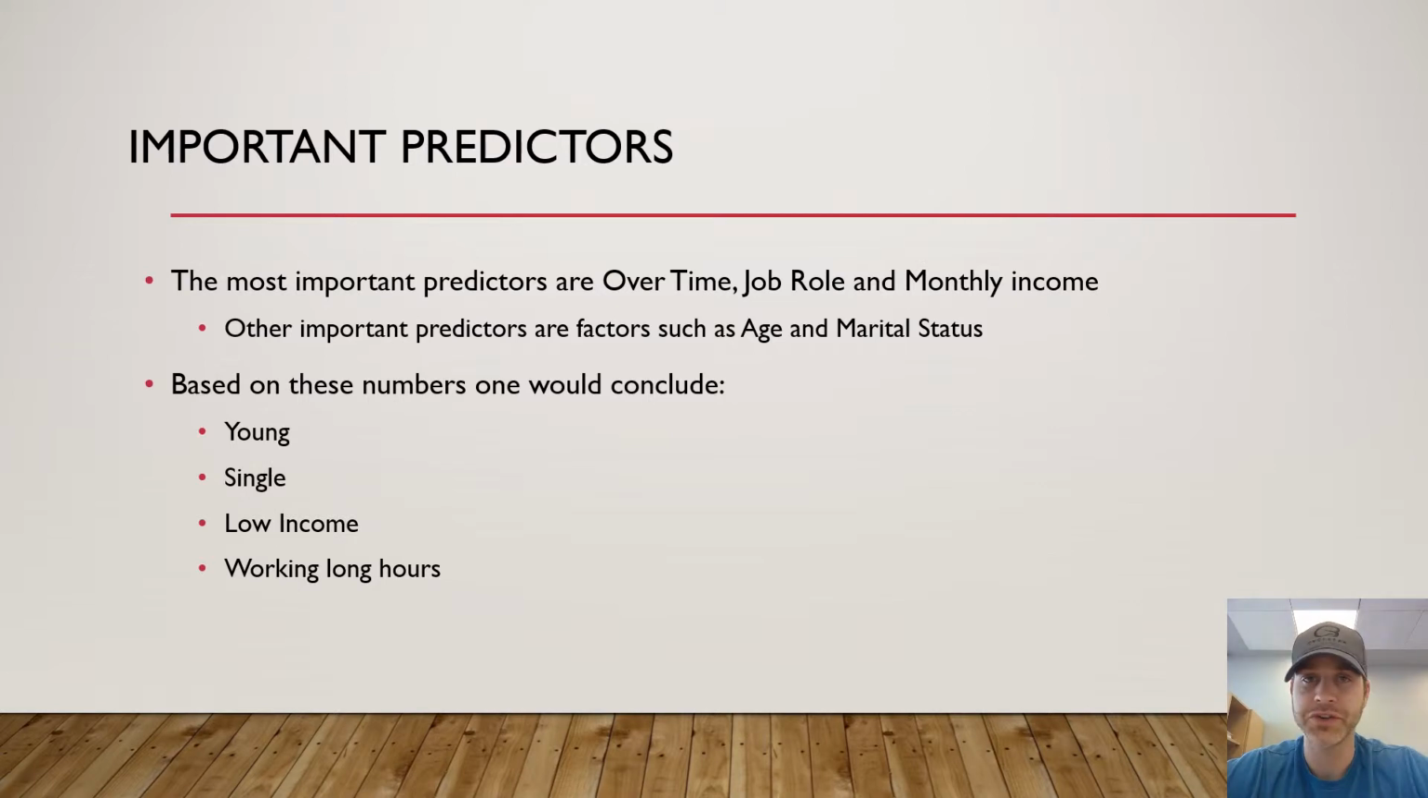The most important predictors for our modeling are going to be overtime, job role, and monthly income. However, we want to make sure we include all the important variables like age and marital status, which also showed really good numbers. Now, based on the data, we can conclude that employees who are young, single, low income, and working long hours are going to be the most likely to experience attrition.